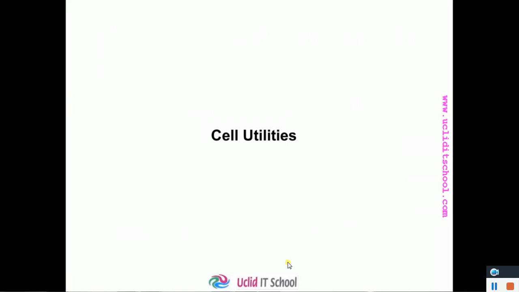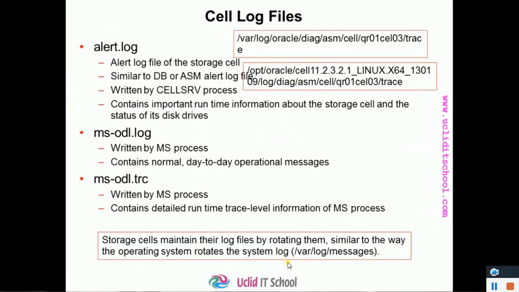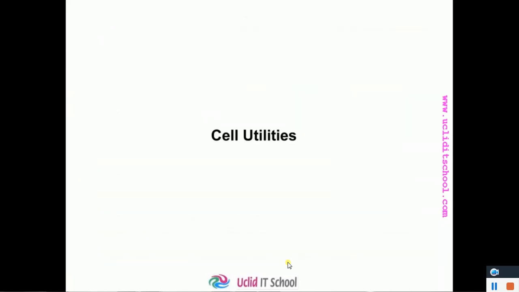Okay, next, cell utilities. As I told you earlier, basically there are two utilities to manage every cell. They are in the form of CellCLI, which we saw earlier, and there is one more utility called dcli. So these two are the utilities to manage the cells, CellCLI and dcli.